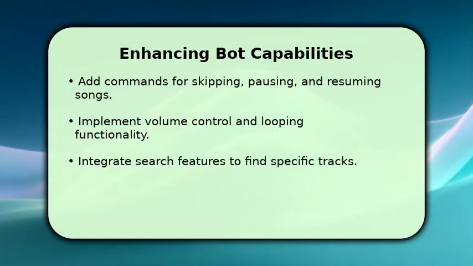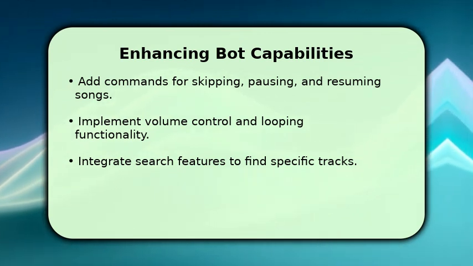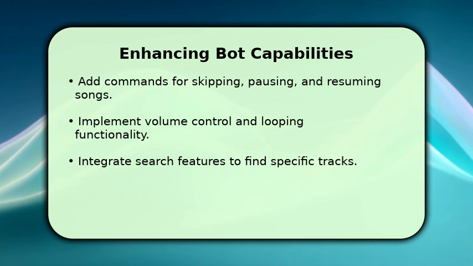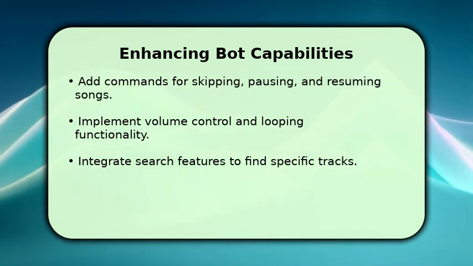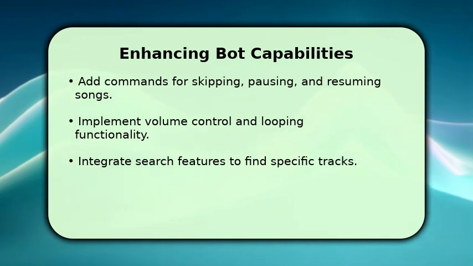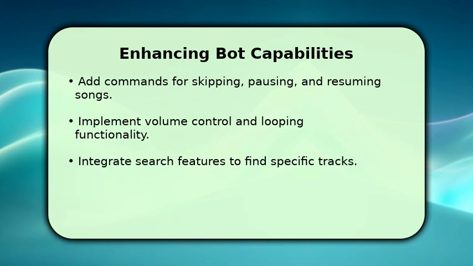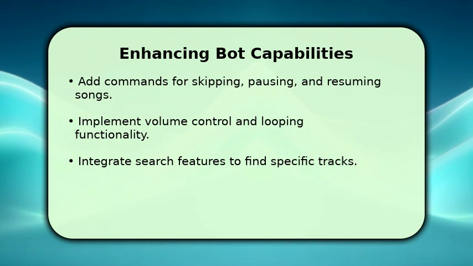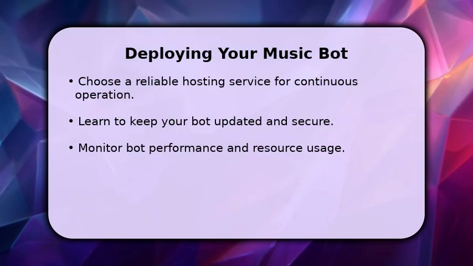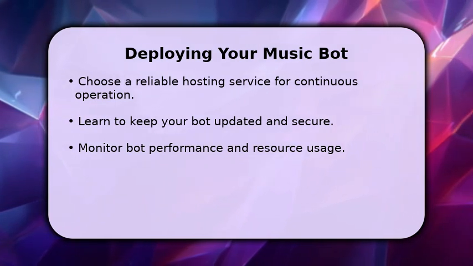To make your music bot truly useful, you will want to add advanced features. This includes commands for skipping the current song, pausing playback, and resuming it later. We will also cover implementing volume control and a looping function for individual tracks or the entire queue. Integrating a search feature will allow users to easily find and play their favorite songs, making your bot more interactive and user-friendly for everyone. Finally, deploying your music bot ensures it runs 24 hours a day, 7 days a week.